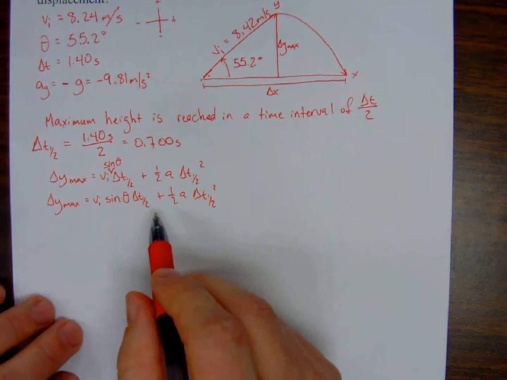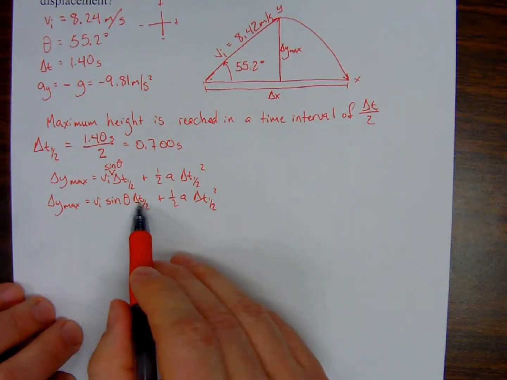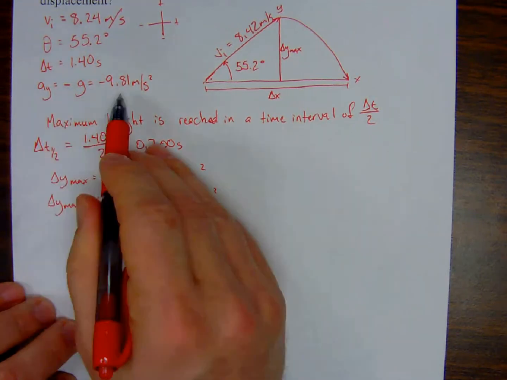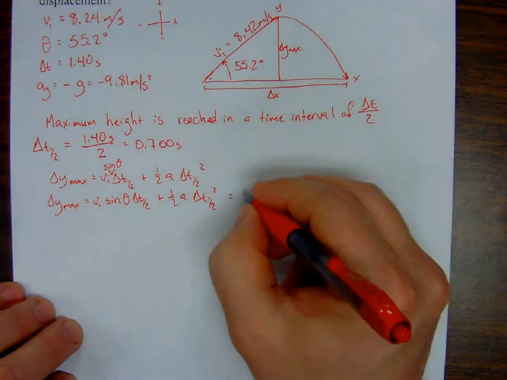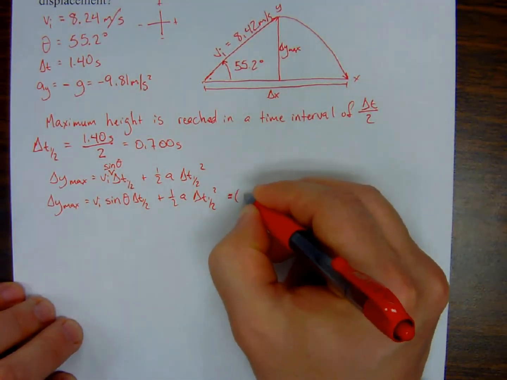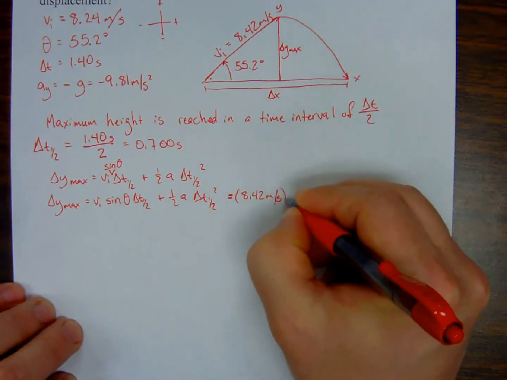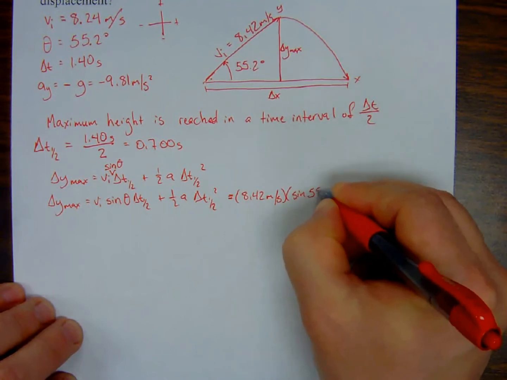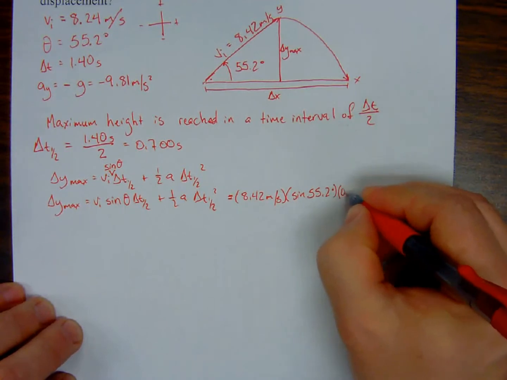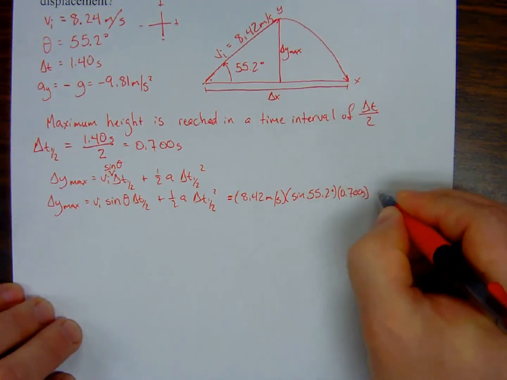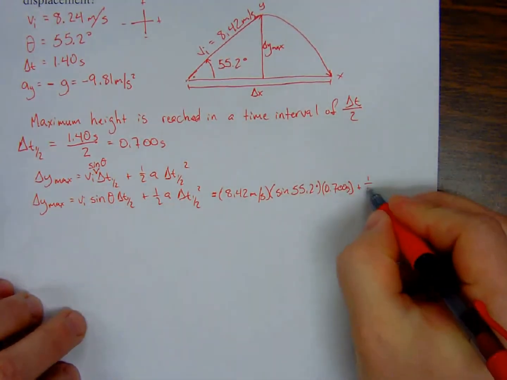8.42 meters per second, that's a sine of 55.2 degrees. I'm going to run out of some space here. My half time, plus... I'm going to have to start writing small just to fit it. Oh, goodness. That looks fantastic, doesn't it? I'm so glad I went this way instead of just turning it right here.